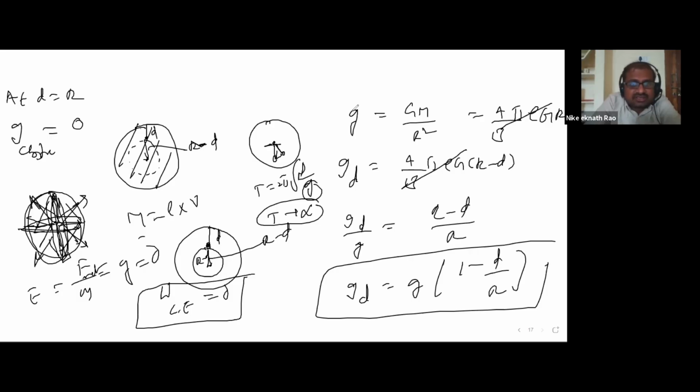So in the case of the center of the earth, the value of g at depth is 0, and at any depth from the surface of the earth, g_d is equal to g into 1 minus d by R. And one more question they ask about gravitation: when I place an object at a certain distance, it performs simple harmonic motion. Look at the board, everyone. So this is R, at a depth d.